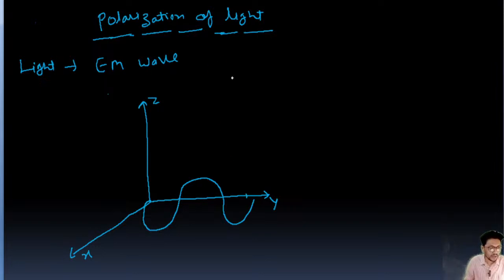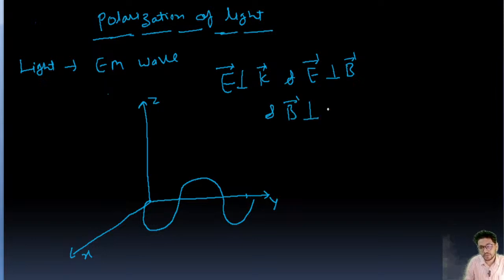Here E, the electric field, is perpendicular to the wave vector. The electric field is also perpendicular to B, the magnetic field, and B is perpendicular to the wave vector. So this is the electric field, this is the magnetic field, and this is the propagation of light, the vector which tells the direction of light. This is the electromagnetic wave.